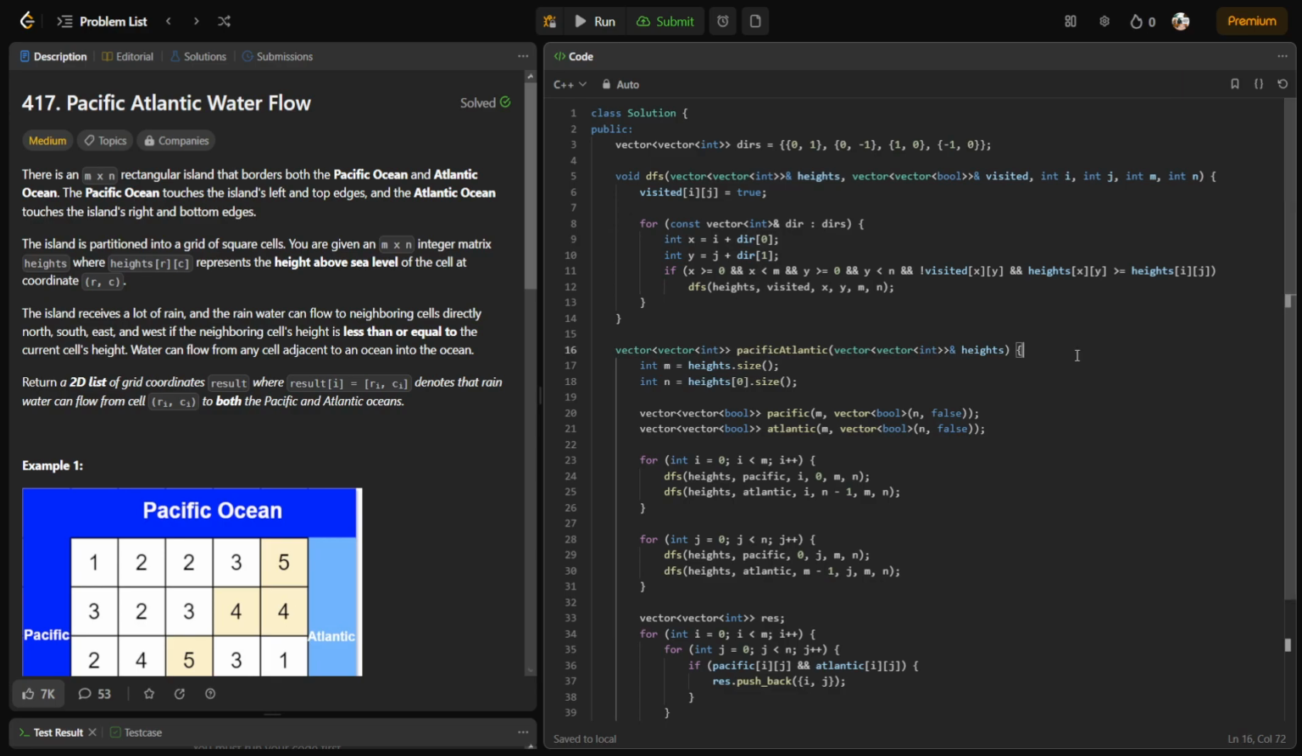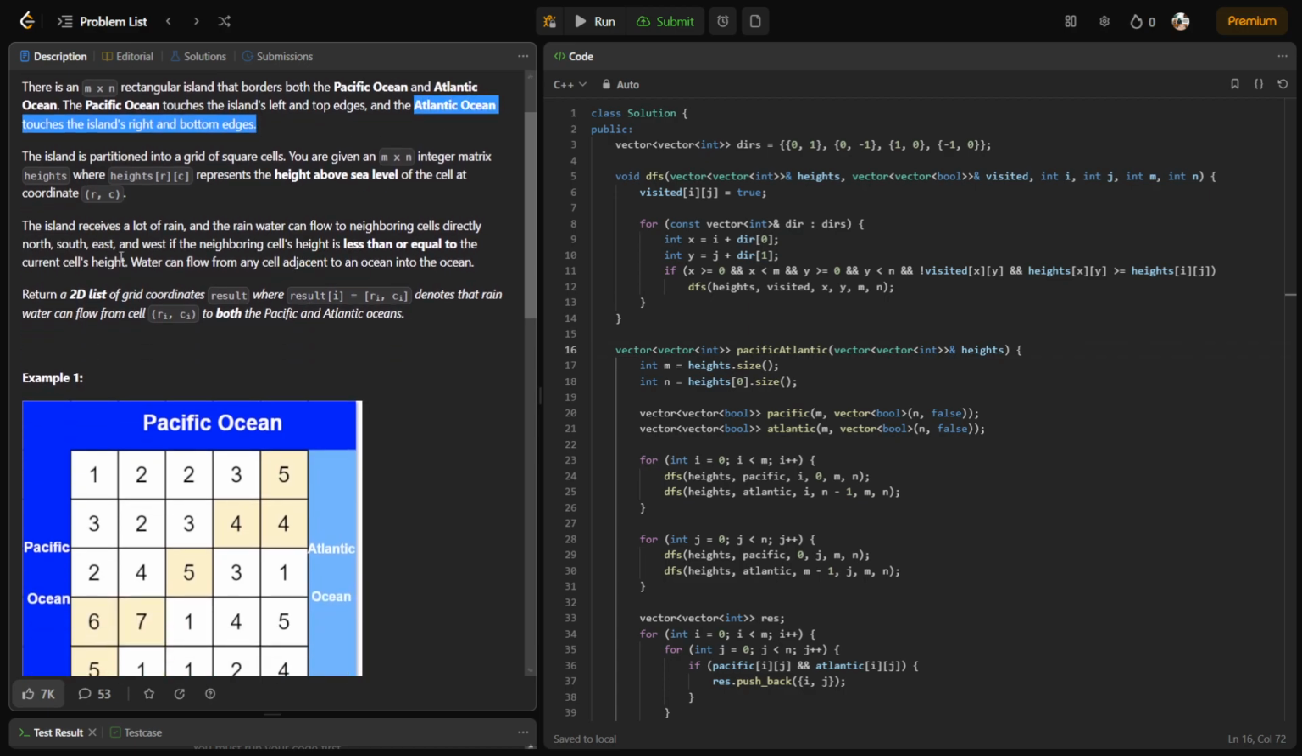LeetCode Problem number 417, Pacific Atlantic Water Flow. This problem gives us an m times n rectangular island that borders both the Pacific and Atlantic Ocean. The Pacific Ocean touches the island's left and top edges, while the Atlantic Ocean touches the rest. And it says the island partitions into a grid of square cells.